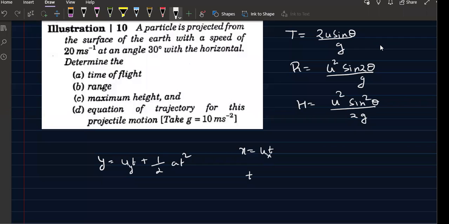So here you can write t is equal to x by ux. Yes or no? Right? Just put this value over here. So y is equal to uy into x by ux plus half a into (x by ux) whole square. Got it, everyone? Tell me, got this? Yes or no? Everyone is getting this?